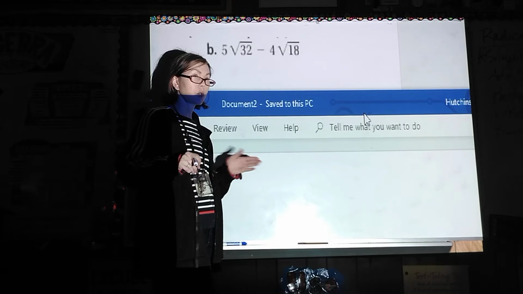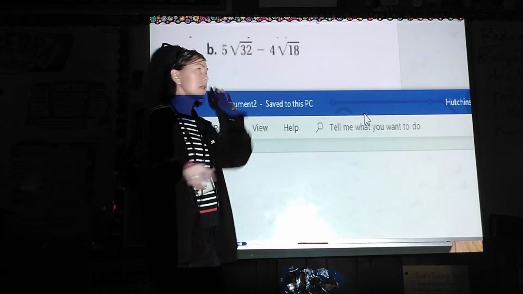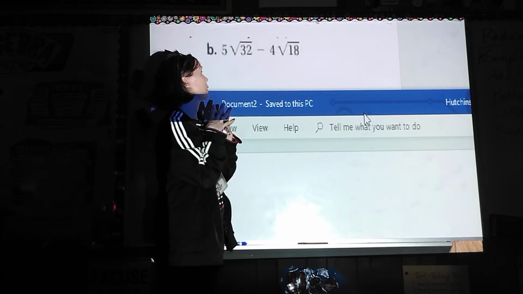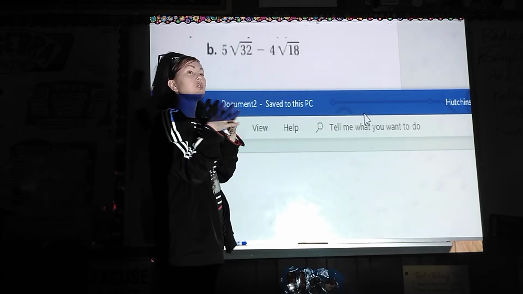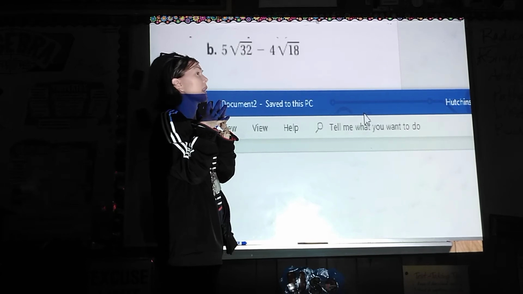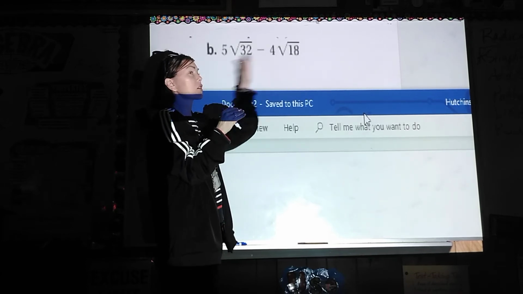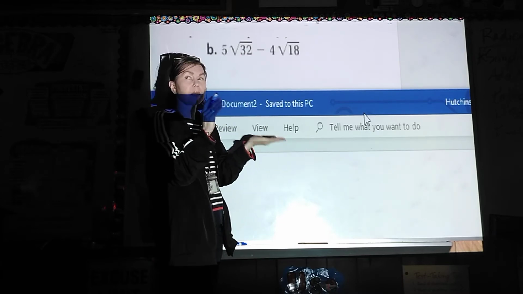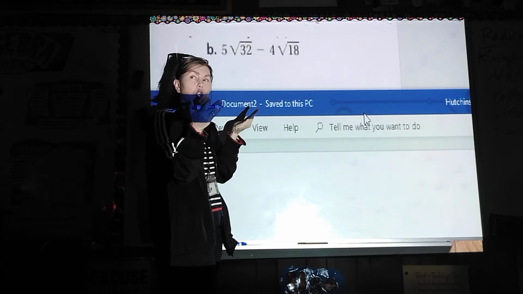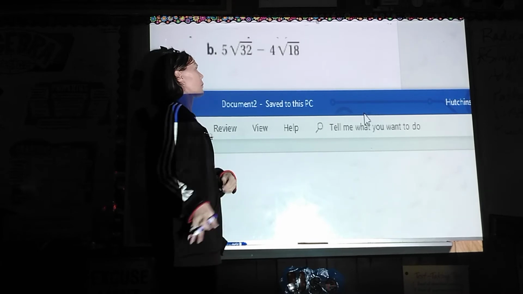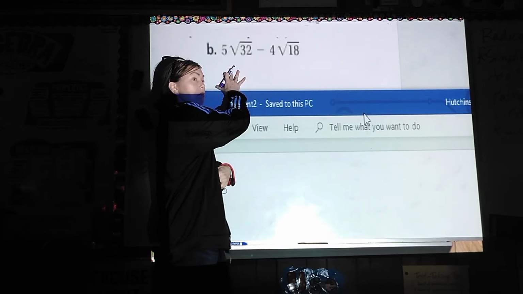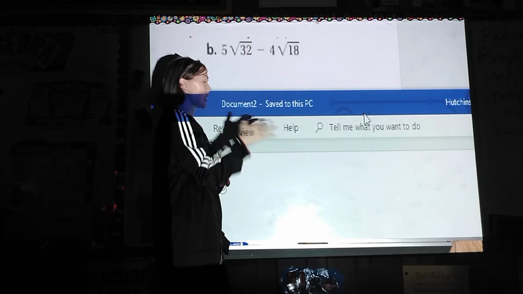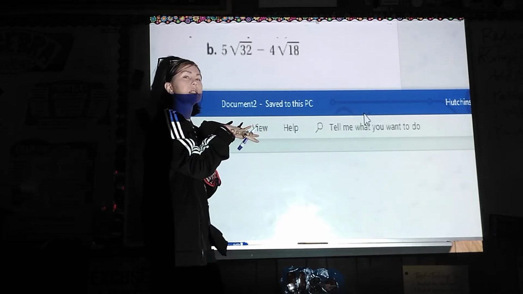Now, your clue that you have to simplify is what? They do not match. Okay? In order to combine, add, or subtract, they have to be identical. Just like our variables need to be exactly identical to be like terms. Okay? So, we're going to have to simplify this. Then we're going to have to simplify this. Then we can combine. That's all what today's lesson is about.